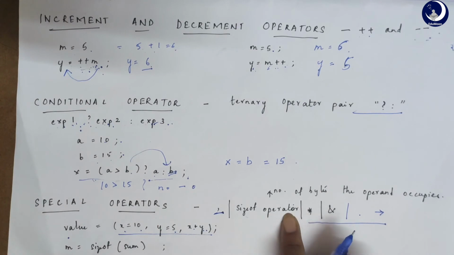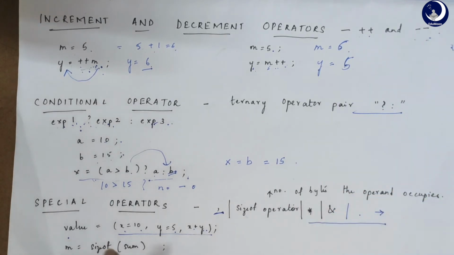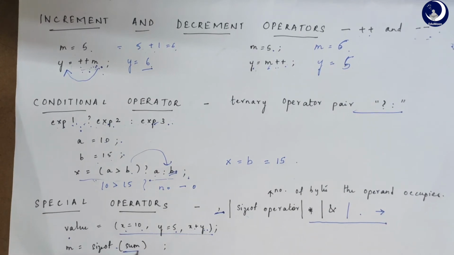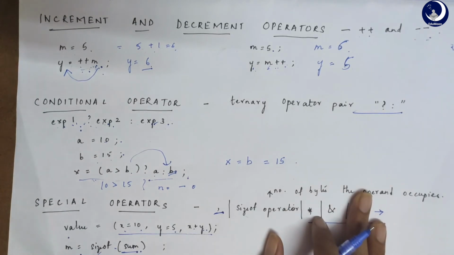Coming to the sizeof operator. The sizeof operator is a compile time operator. It calculates the number of bytes the operand occupies. Consider this: m is equal to sizeof(sum). So it calculates the number of bytes sum occupies and assigns it to m. Normally, in the case of arrays and structures, when sizes are not known to the programmer, the sizeof operator determines the length of arrays and structures. So that's all about operators, guys.